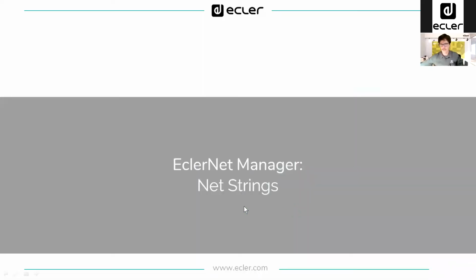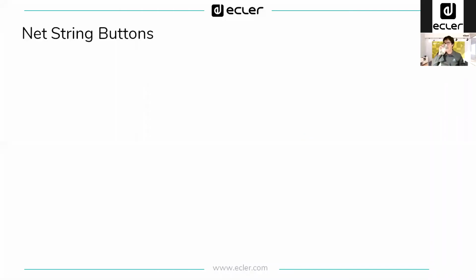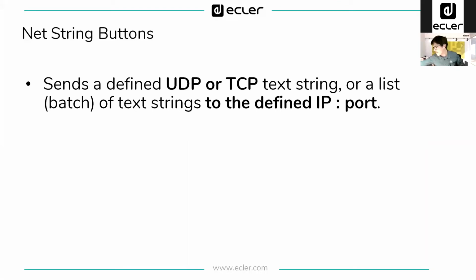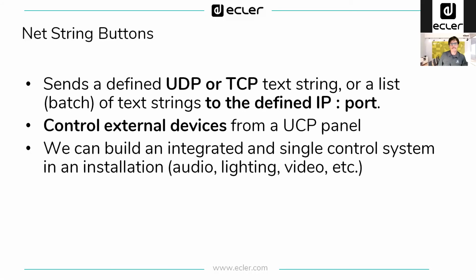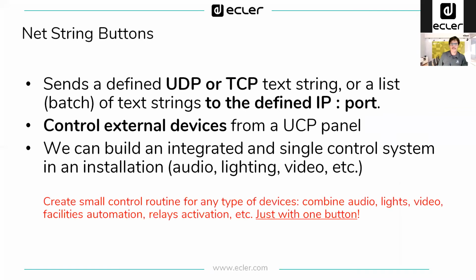Okay, so let's continue with net string buttons. It's a button that sends a defined UDP or TCP text string, or a list or batch of text strings, to a defined IP port or to many ports. It can be used for controlling external devices from a UCP panel, and we can build an integrated and single control system in an installation. Let's see this. We can create small routines.